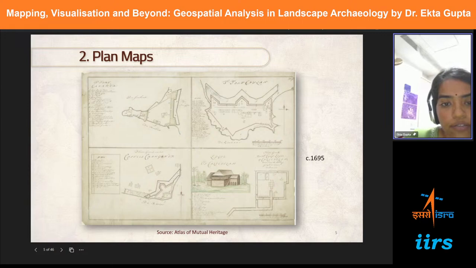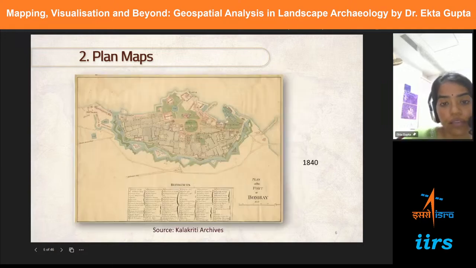Here is an example of plan maps. So these are very detailed maps. Again, they can be used to trace some of the remains of these forts, which are now completely in ruin or are in dilapidated condition.